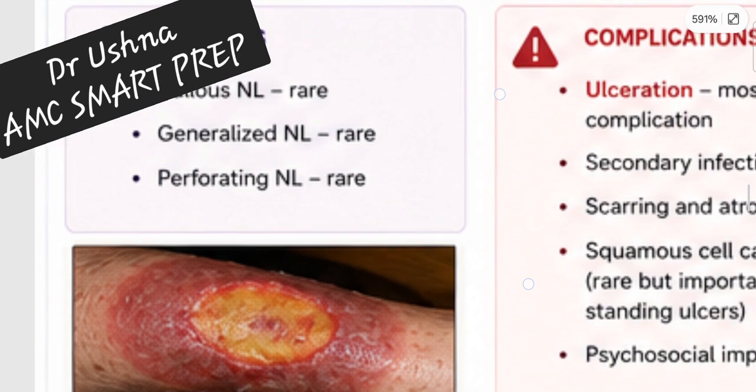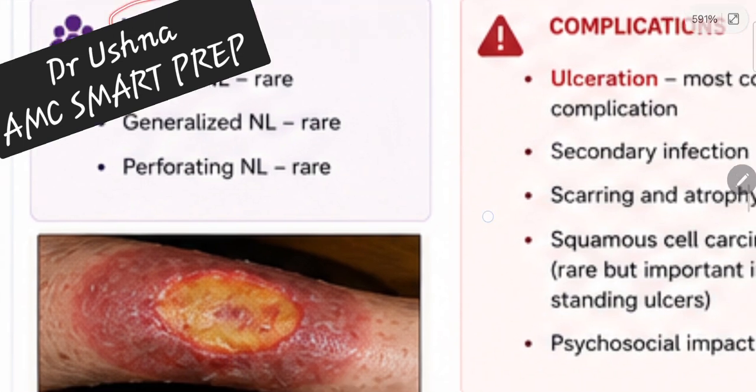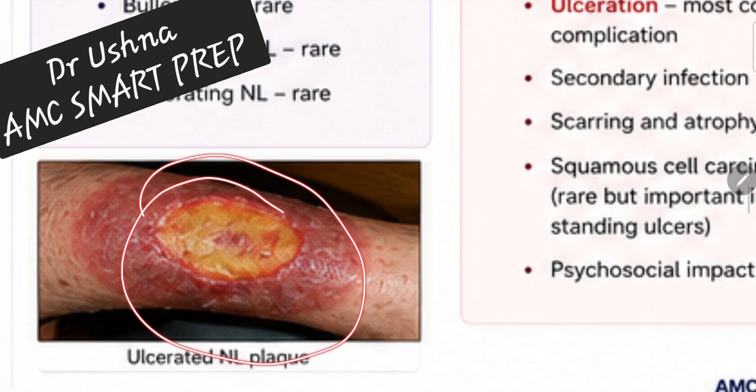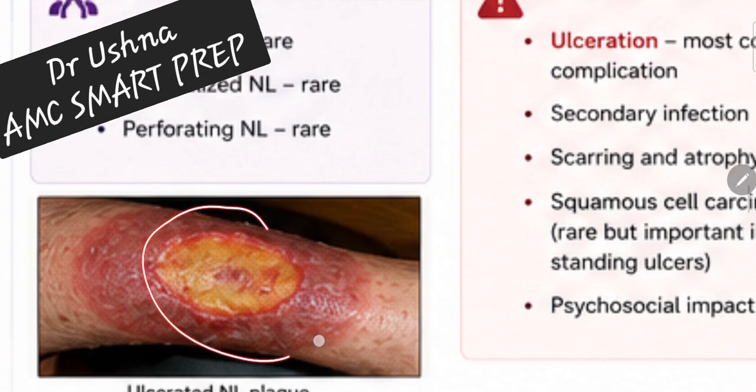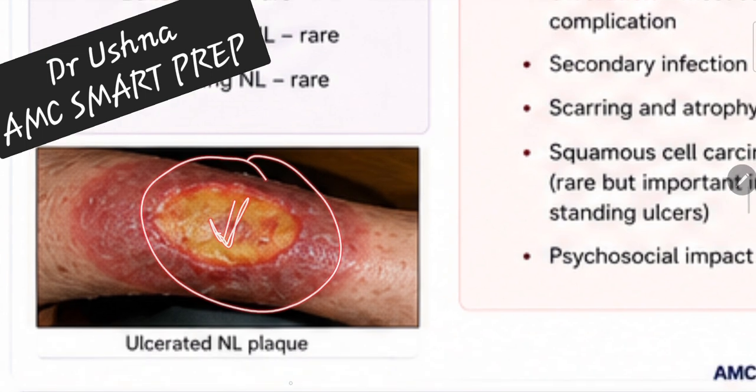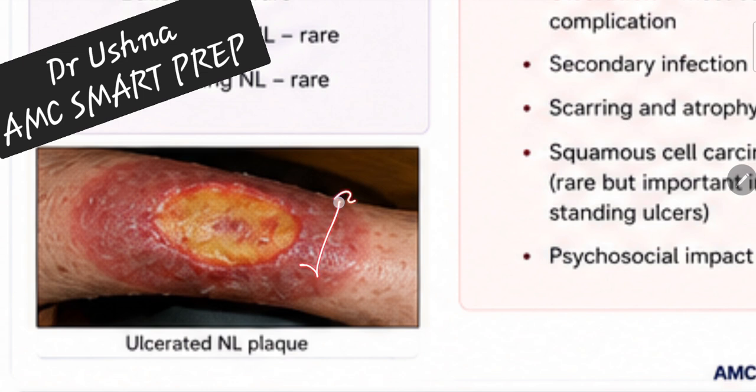We have many variants of necrobiosis lipoidica. That was the very typical variant which we talked about: the dry looking, shiny, smooth, yellowish appearance on your shin. But sometimes the same plaque can undergo ulceration as well. So you can have an ulcerative necrobiotic plaque as well, but it will retain all the characteristics. The border is hyperpigmented, raised, and erythematous.